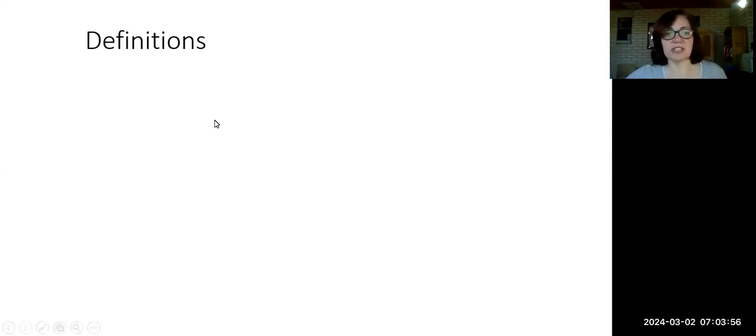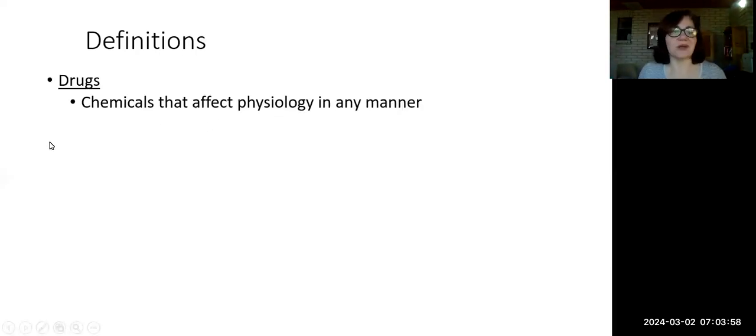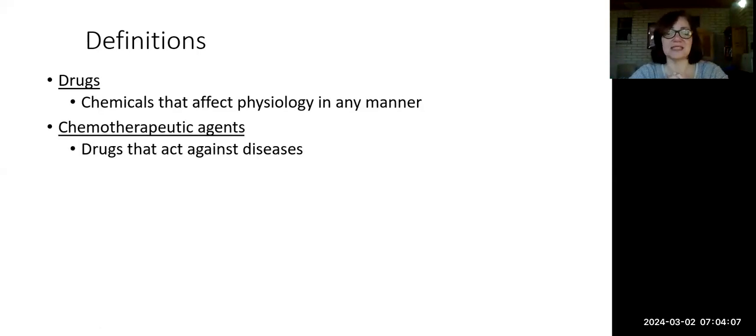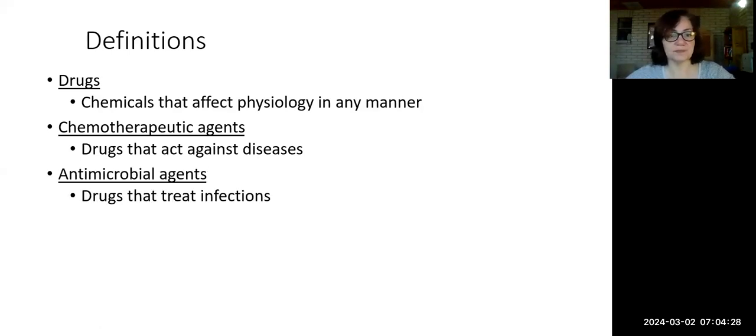Let's go over some definitions at first. What we refer to as drugs are chemicals that affect the physiology in any manner. That's just a generic term. And then here's one that is a little tricky. You've heard of chemotherapeutic agents, sometimes referred to as chemo. Usually when we talk about chemo, we're talking about a cancer treatment, but chemotherapeutic agent just means it's a drug that acts against a disease. So antibiotics can be considered a chemotherapeutic agent. And then specifically, antimicrobial agents are drugs that fight off microbes, that fight off infections.